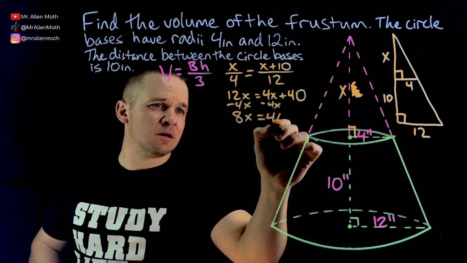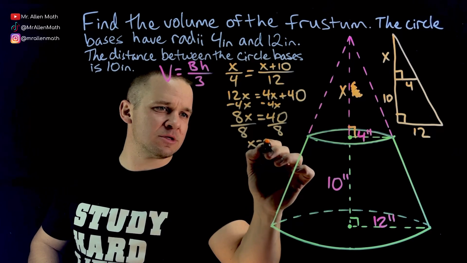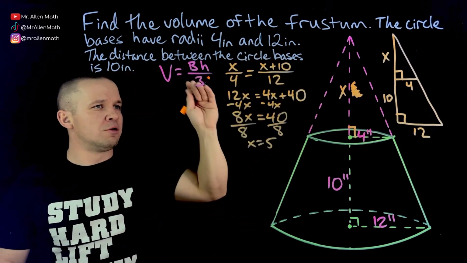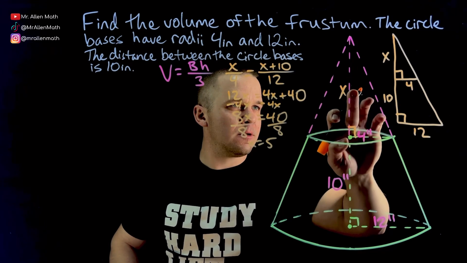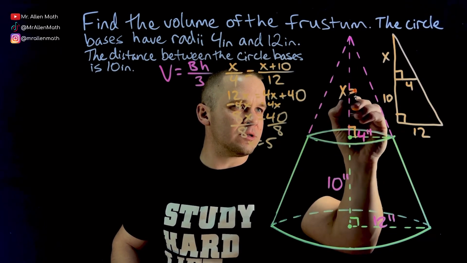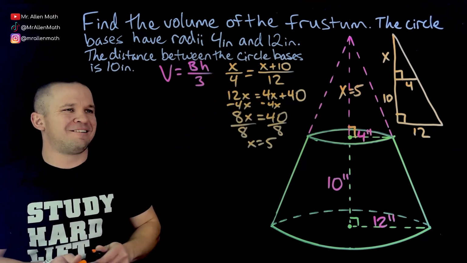Like Rihanna. Always showing work. Divide by 8, and I get X equals 5. Beautiful. Should erase this little, it's not working. That's actually not too bad. X equals 5. Yay! I was just hiding it, right?